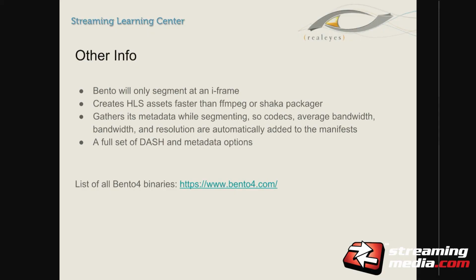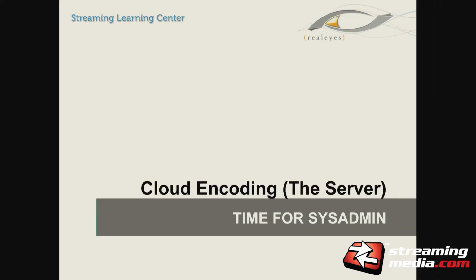Another nice thing it does is gather up the metadata while it's segmenting, so codecs, average bandwidth, and resolution are automatically added to all the manifests for us, which is really nice, and also a full set of DASH and metadata options. So that's a tiny bit on Bento. In the application that we're going to show you and give you all the source to, we can use both FFmpeg and Bento, so you can see how that works together.